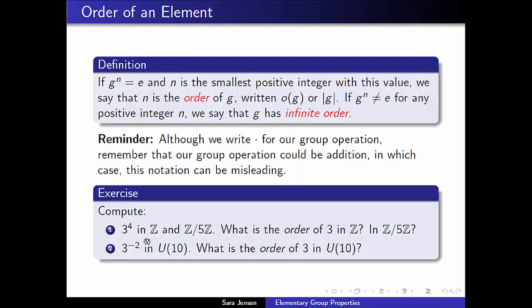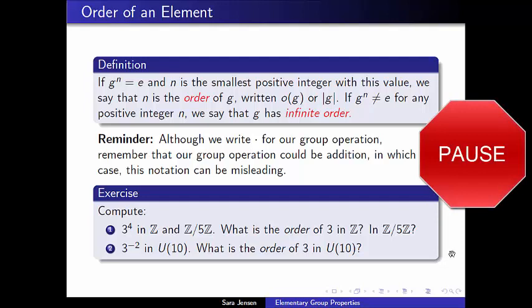The second example is I'd like us to start to think about how we would generalize to this concept of negative exponents. So what do you think would be meant by 3 to the negative 2nd power inside a group like U of 10? And can we find the order of the element 3 in U of 10? So pause, see if you can write down some answers for 1 and 2, and when you've done that, unpause the video and we'll look at some solutions.